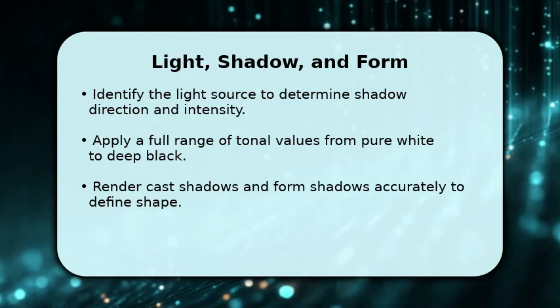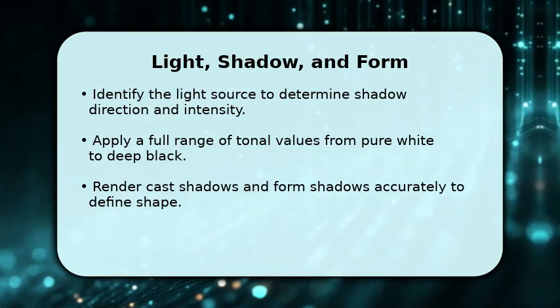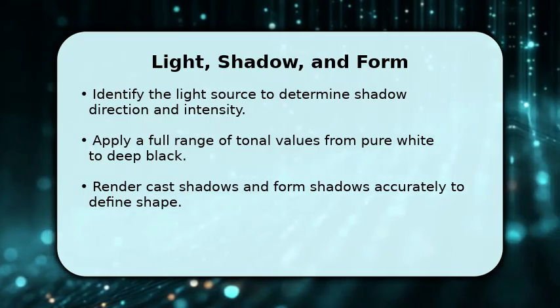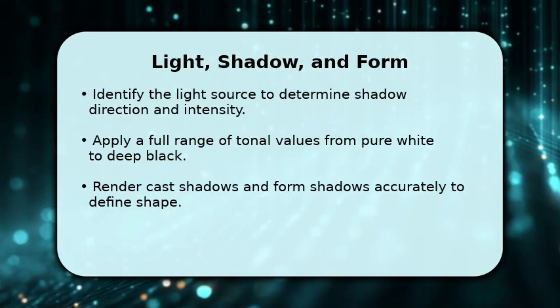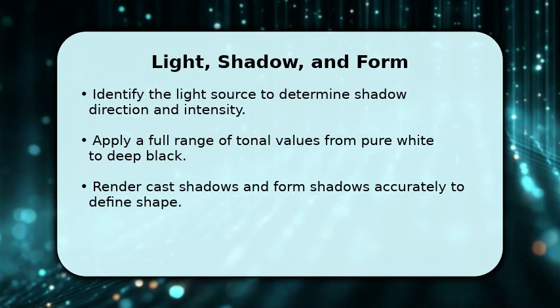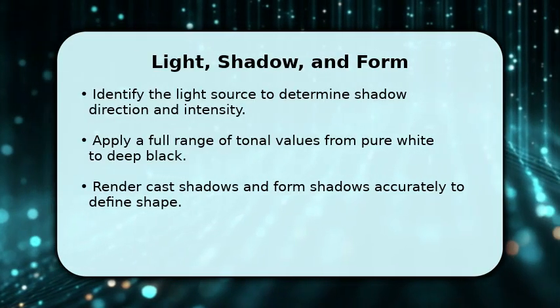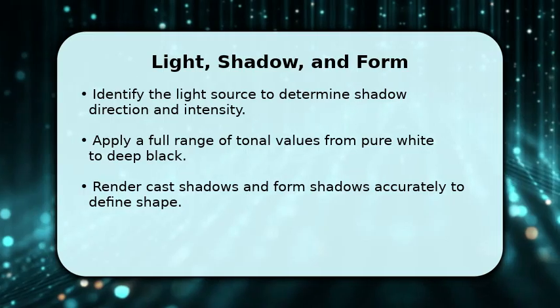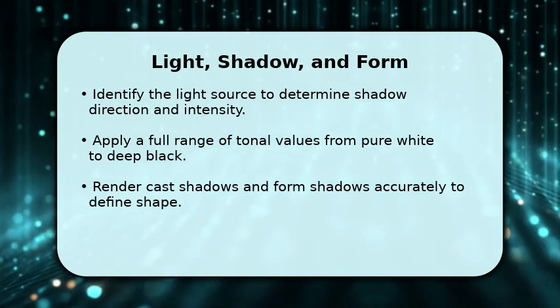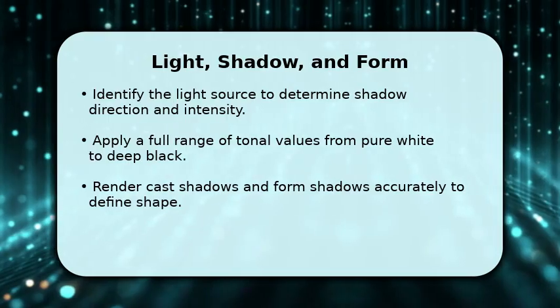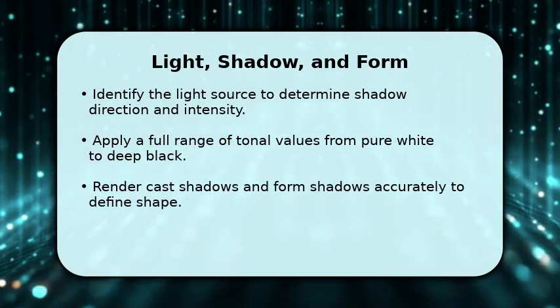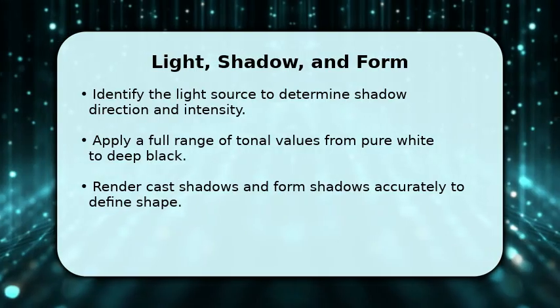First, identify your light source to correctly determine shadow direction and intensity. Apply a full range of tonal values, from the brightest highlights to the deepest blacks, to give your subject volume. Accurately render both cast shadows and form shadows to define the object's shape. Employ blending techniques to achieve smooth, gradual transitions between these tones.